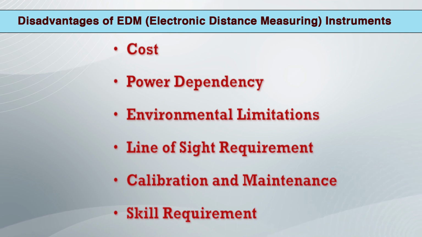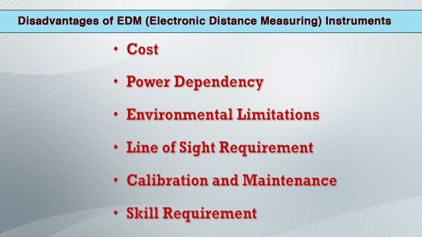And the next disadvantage is environmental limitation. Performance can be affected by extreme weather conditions such as heavy rain, fog or snow. In such weather conditions, we cannot measure the distance between 2 points. The next disadvantage of EDM is the line of sight requirement. EDM requires a clear line of sight between the instrument and the target. Though some advanced instruments can mitigate this to an extent, this is very limited.